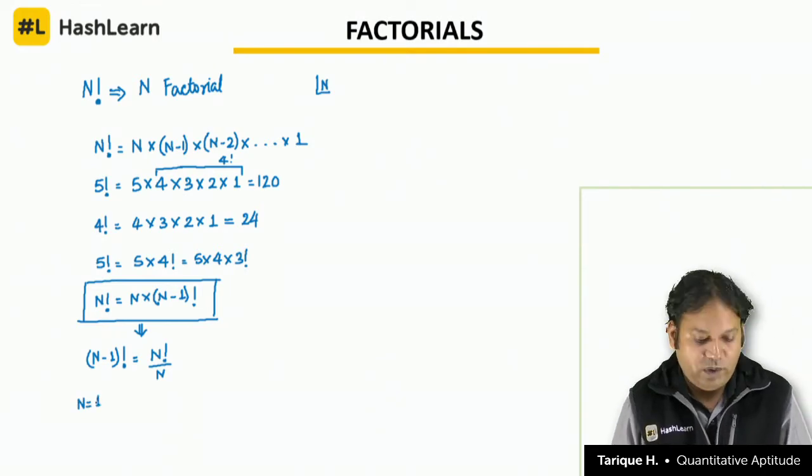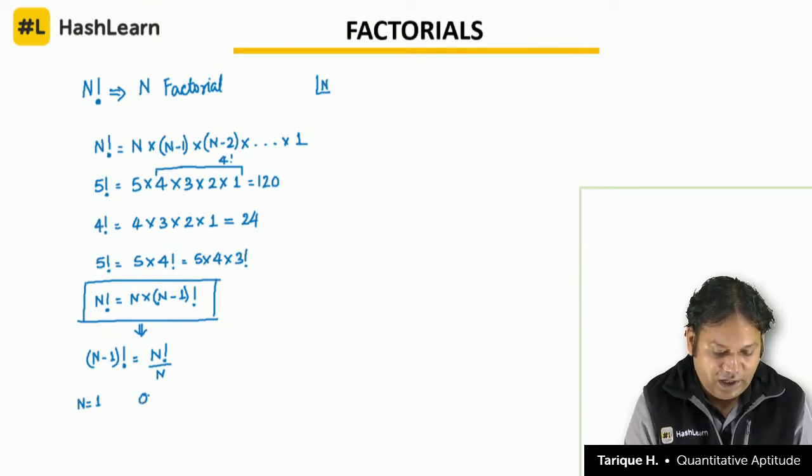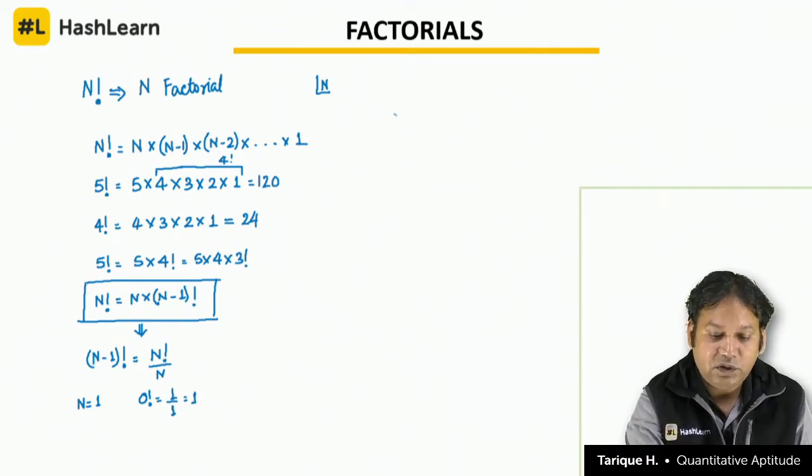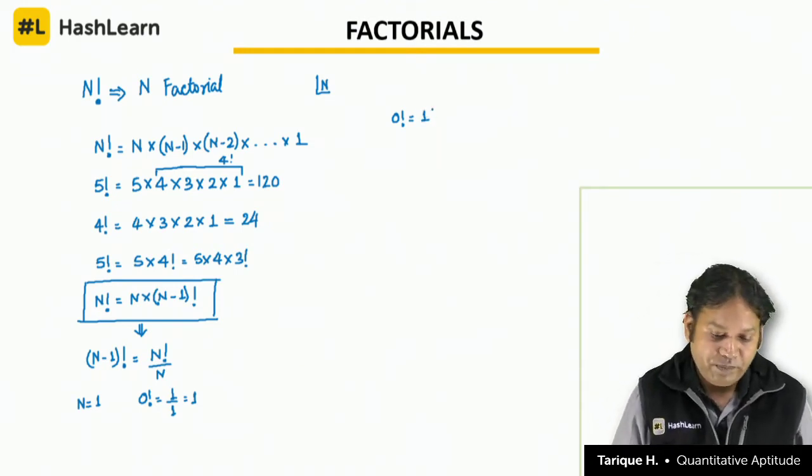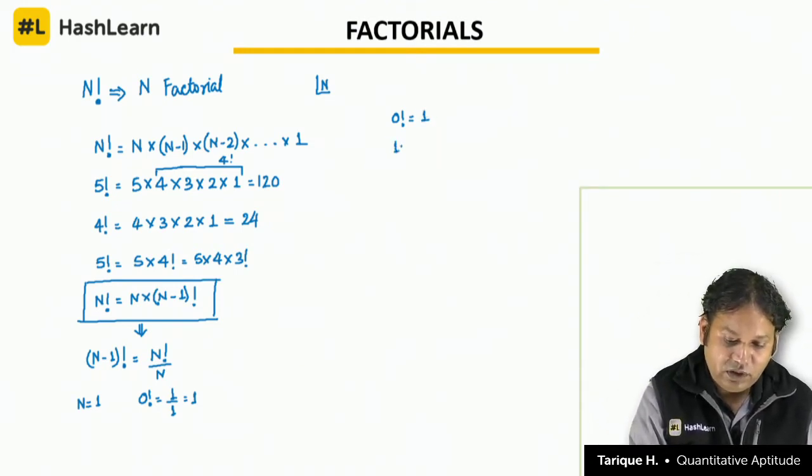If you put n equal to 1, we get 1 minus 1, 0 factorial is equal to 1 factorial, which is 1, divided by 1, or that is equal to 1. So that is how we get to know that 0 factorial is equal to 1. This is just a proof for the thing that 0 factorial is equal to 1. Now then we have 1 factorial which is equal to 1.